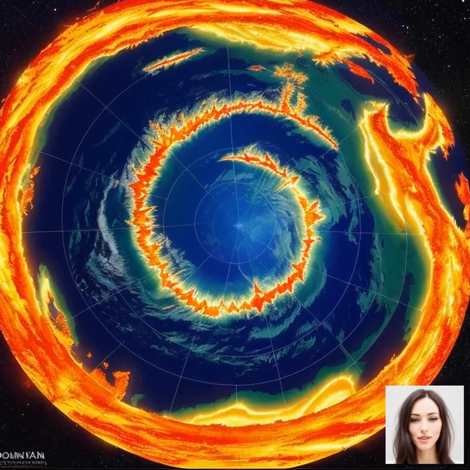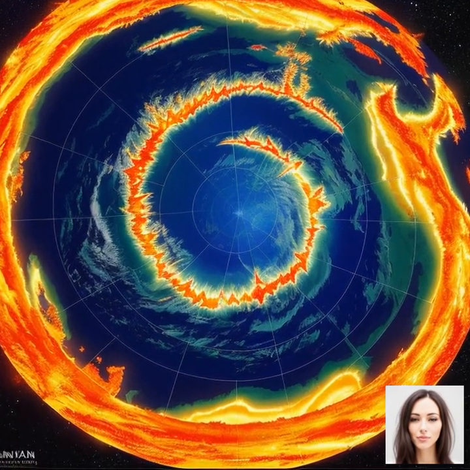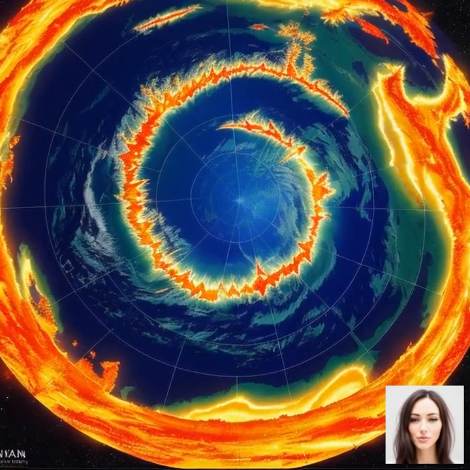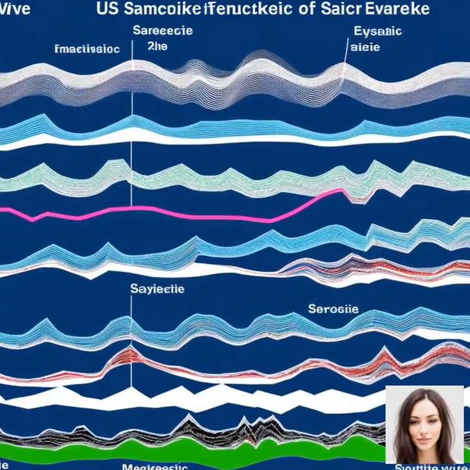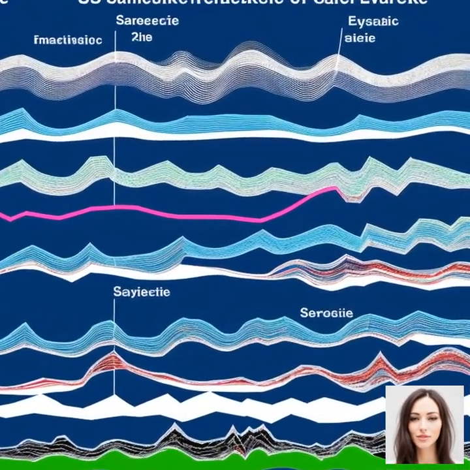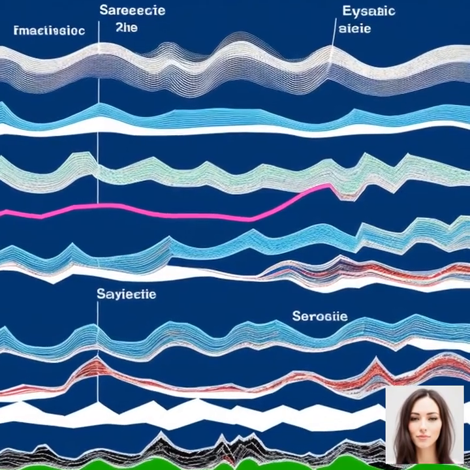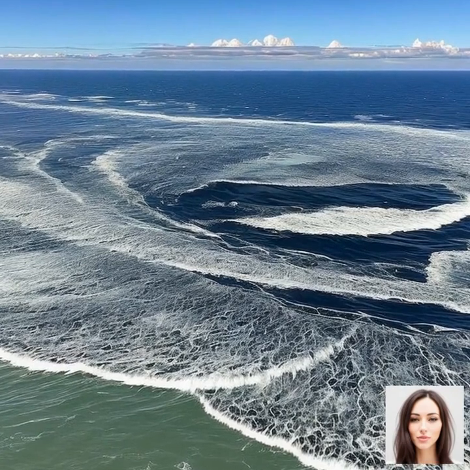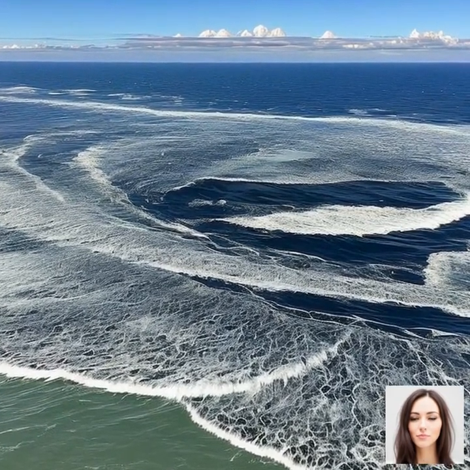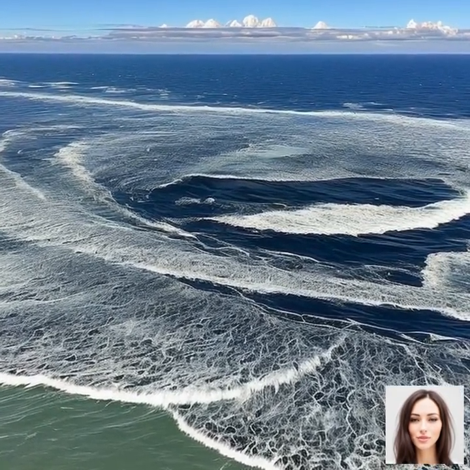Finally, at transform boundaries, plates slide past each other horizontally. This type of movement can create intense friction, which can eventually lead to the release of energy in the form of earthquakes. In summary, the theory of plate tectonics helps us understand the movement of Earth's lithosphere and the formation of boundaries between tectonic plates.